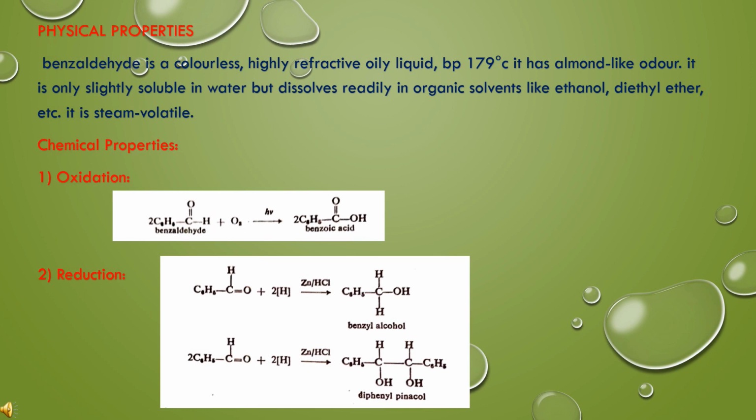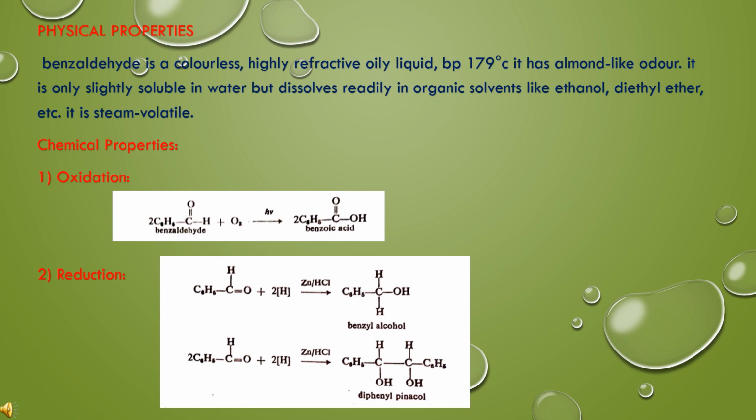Next we are going to discuss the physical properties of benzaldehyde. Benzaldehyde is a colorless oily liquid with a boiling point of 179 degrees centigrade. Its odor is like almond. It is slightly soluble in water but readily dissolves in organic solvents like ethanol, diethyl ether, etc. It is also steam volatile. When benzaldehyde is heated, the vapors easily evaporate.